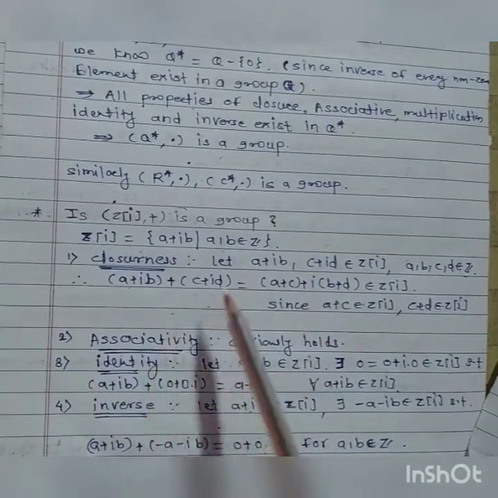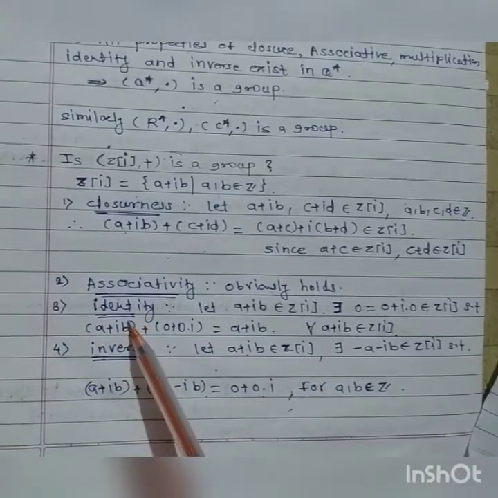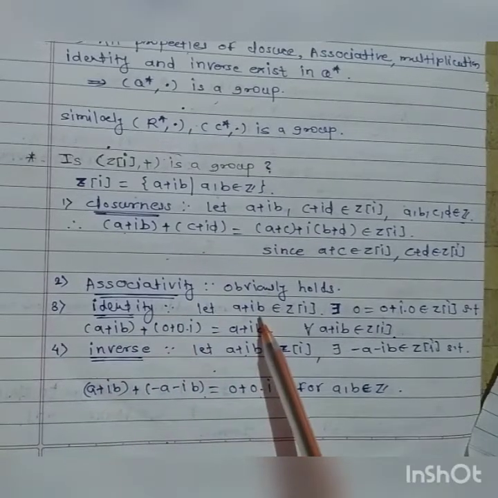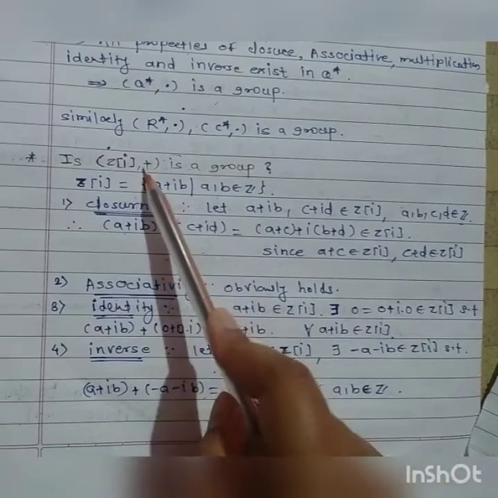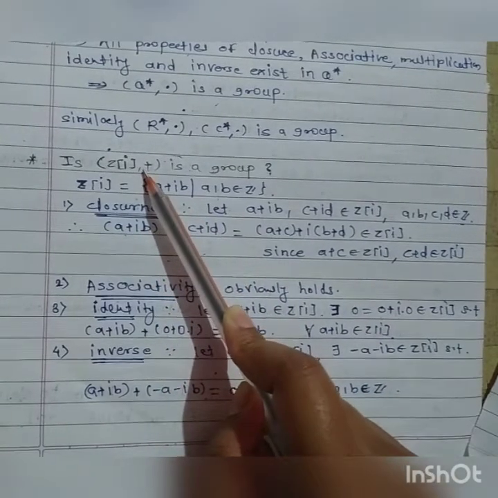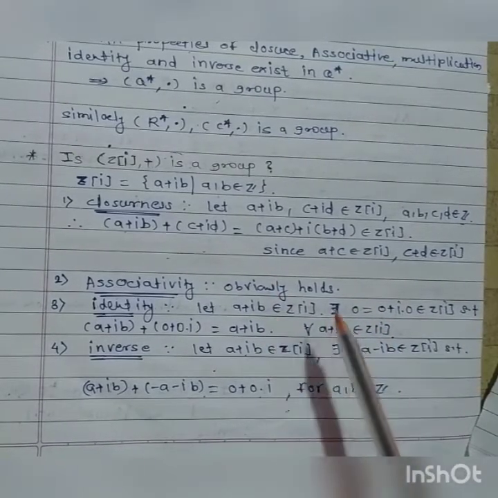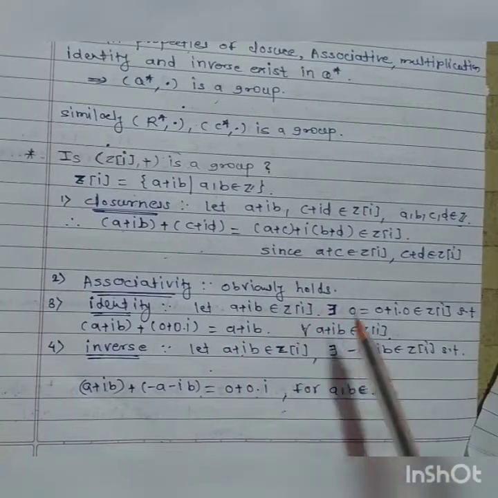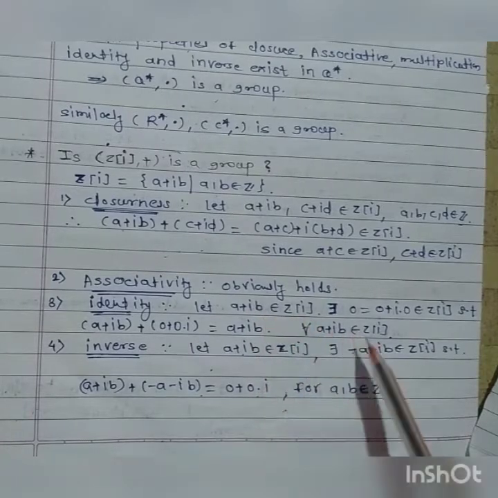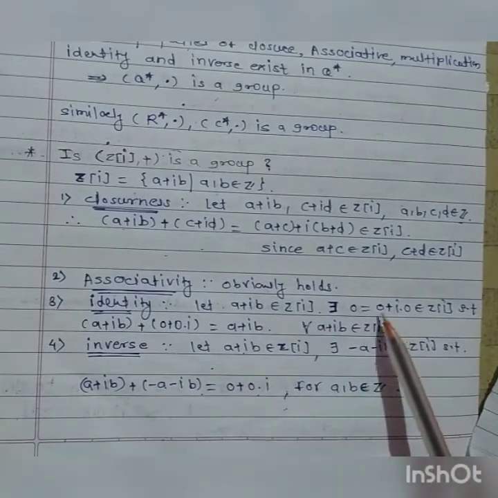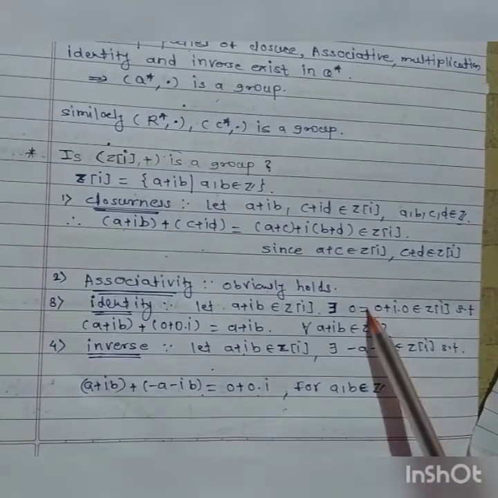Then associativity: since closure holds, associativity obviously holds. Then the third property is the identity. Let's consider any element a plus ib in Z[i]. There exists the element 0. Here the binary operation is addition. Therefore which element should be taken as the identity, so that the addition of this element with any element a plus ib gives the element itself, a plus ib? Here we consider 0, and 0 can be written as a complex number as 0 plus i into 0, so this is the identity in the group.